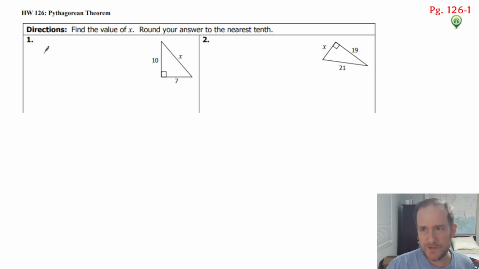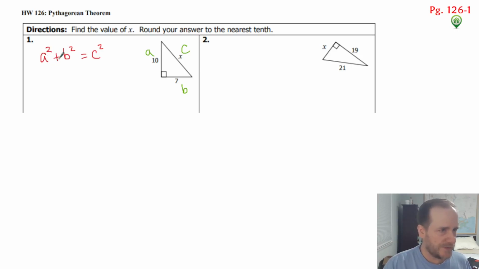Well, Pythagorean theorem says that a squared plus b squared has got to equal c squared. And in any right triangle, we said that the hypotenuse is always going to be C, and then the legs will be A and B. And it doesn't matter which leg is A and which leg is B, because you're adding them together anyway. And order doesn't matter when you add, but it is super important to make sure that for C, you always plug in the hypotenuse. So for this problem, you're going to plug X in here. And the 7 and the 10 can go in for A and B in whatever order.